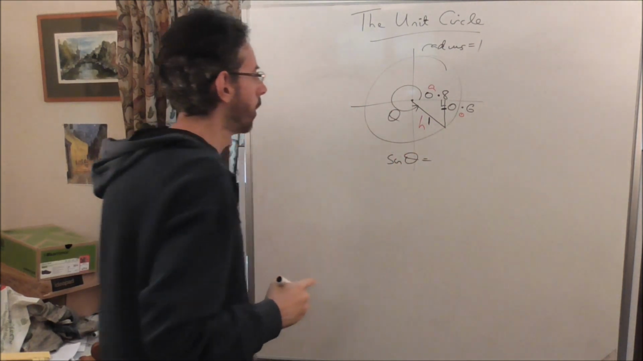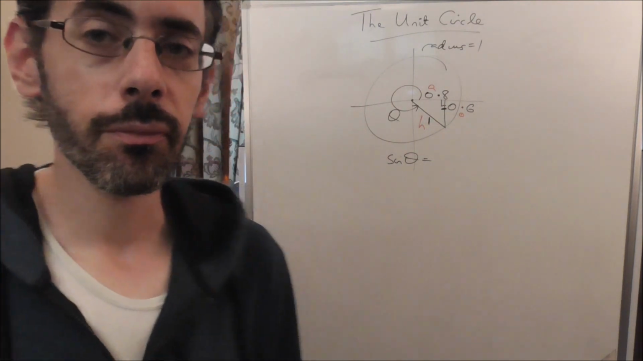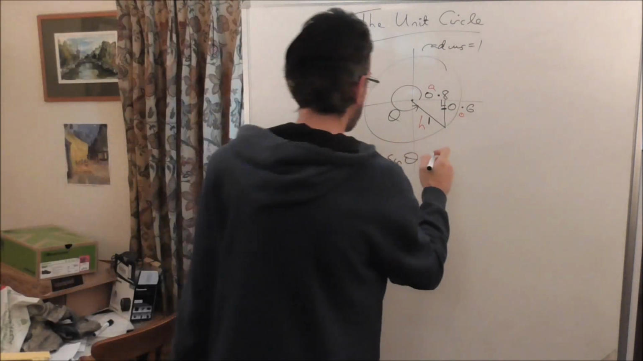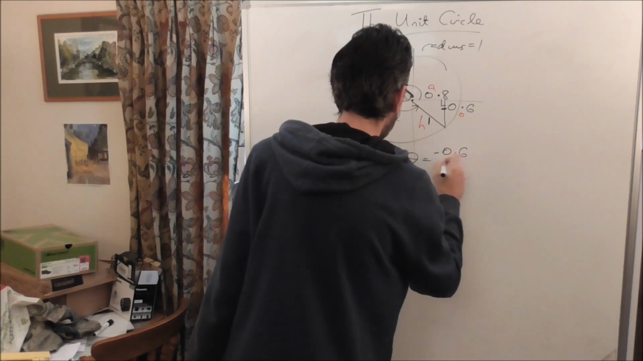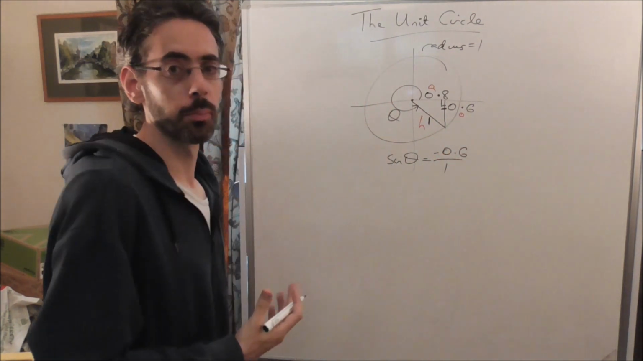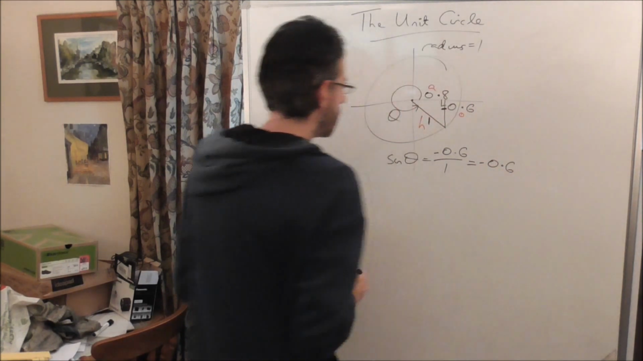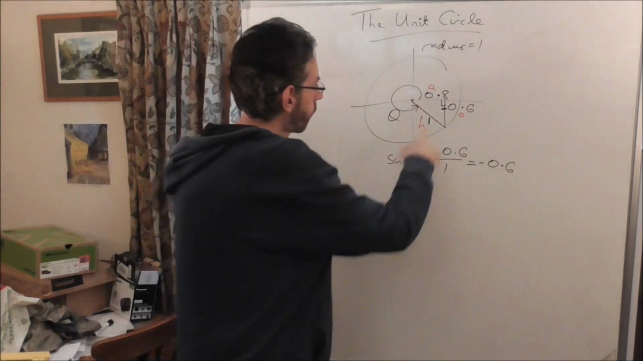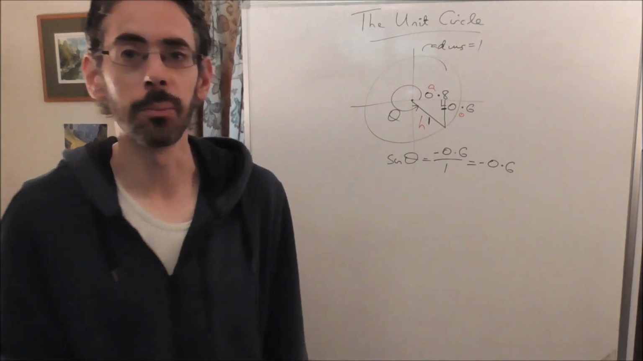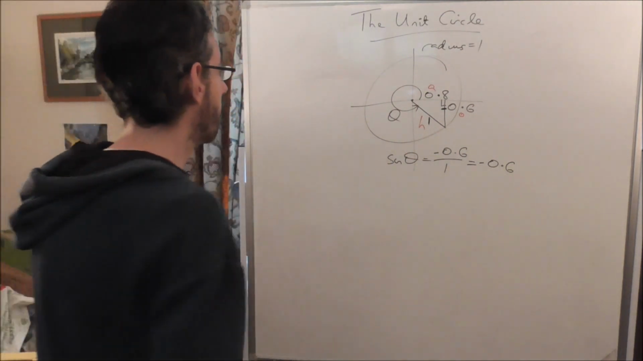Let's see what happens. Well, sine theta is opposite over hypotenuse, which is minus 0.6 over 1. Well, that's just minus 0.6. So sine theta is just this length here. It's just the height of the triangle. And that's pretty cool.